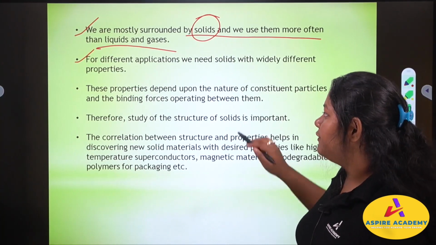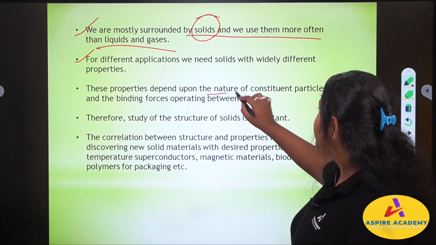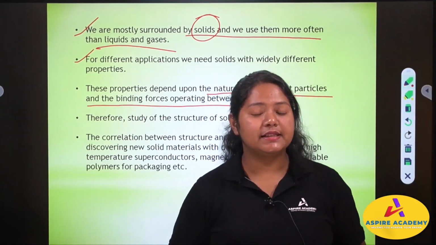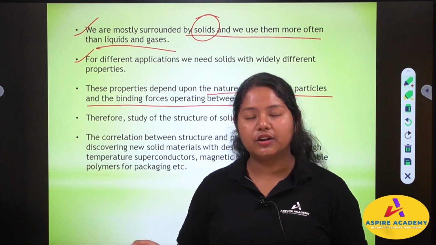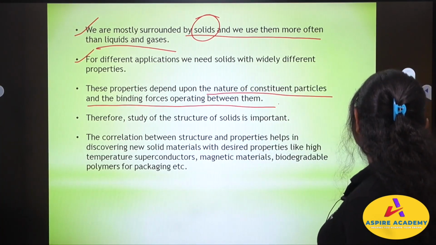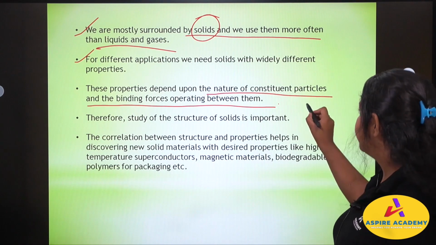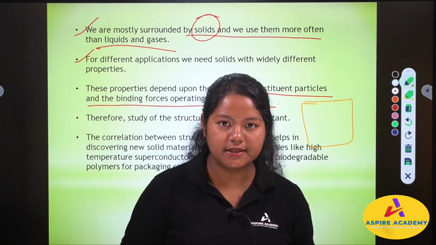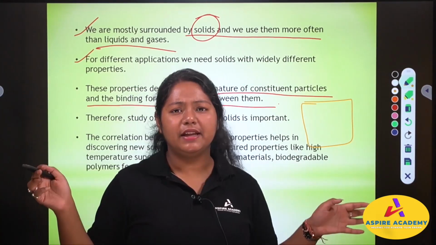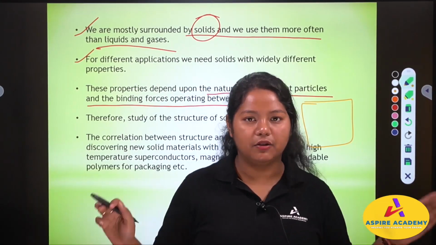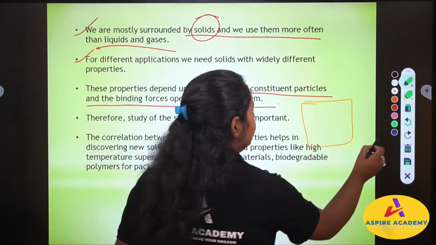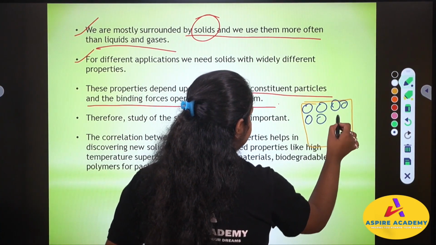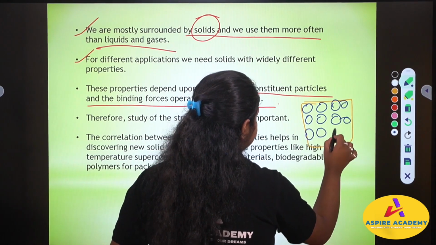Understood? Next we have these properties depend upon the nature of constituent particles and the binding force operating between them. Now in your class 9th and your class 11th, you must have understood that we have a matter. When we have a matter, I hope you know what matter is, correct? Anything that has a mass, volume and occupies a space is a matter. So you must be knowing that this matter has particles inside it, correct?